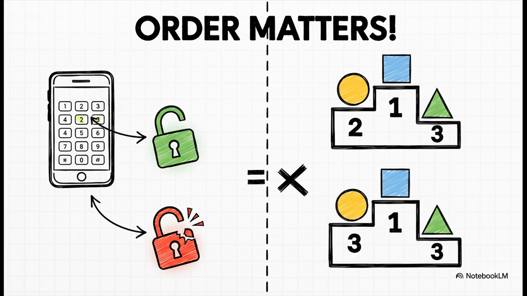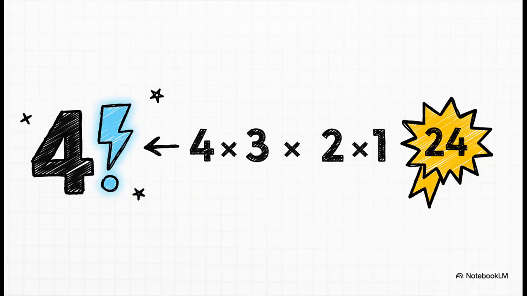Think about your phone password. If it's 1234, will 4321 work? No way. Or think about a running race. Coming first, second, and third is totally different from coming third, second, and first, right? The order is everything.